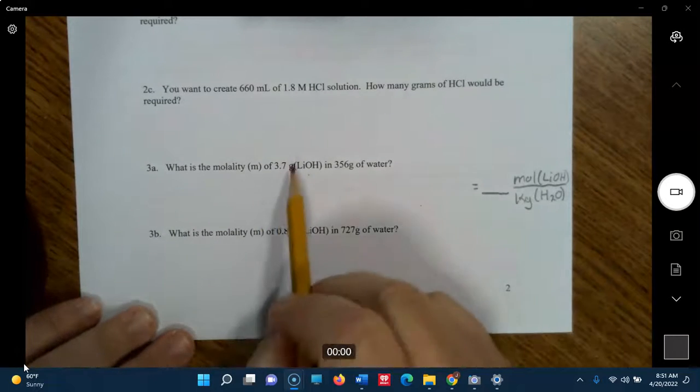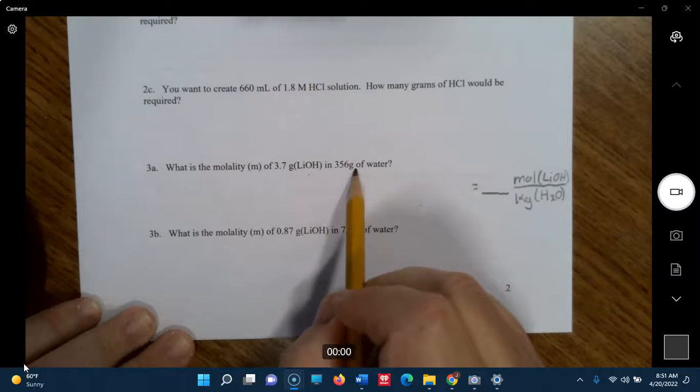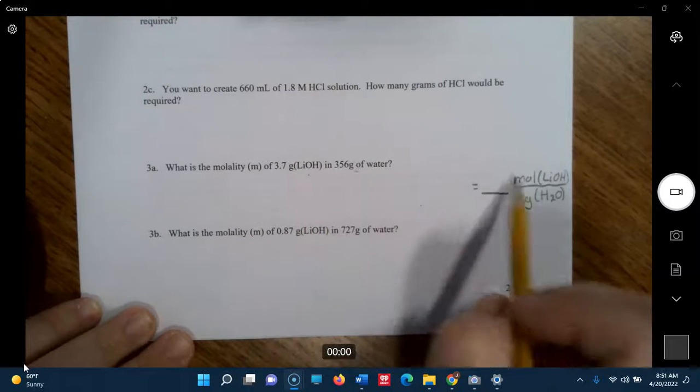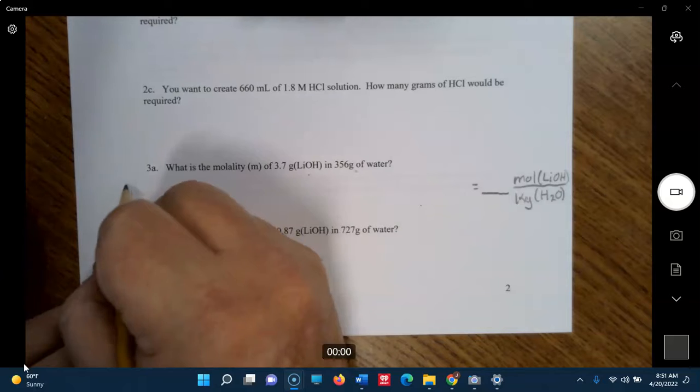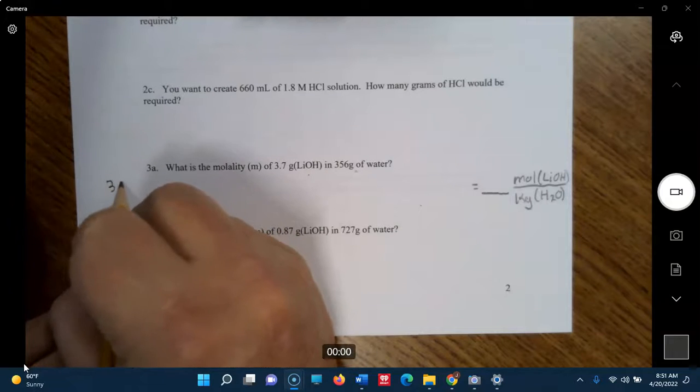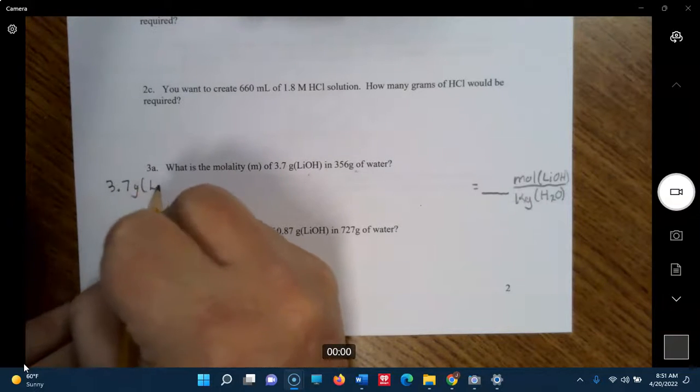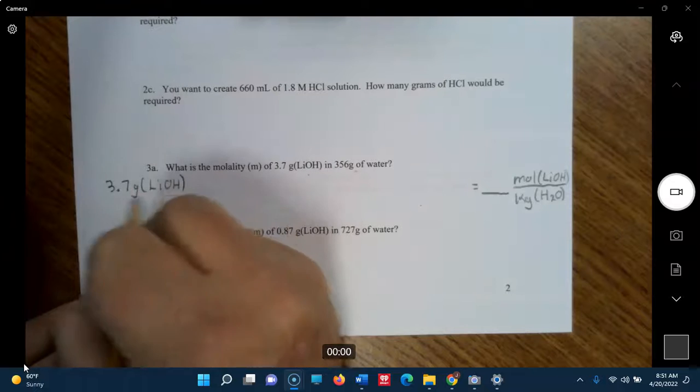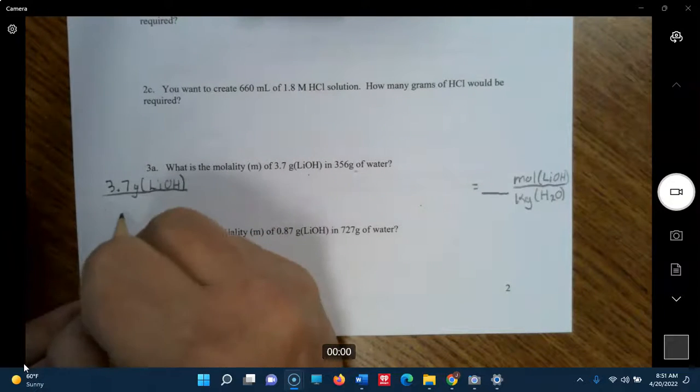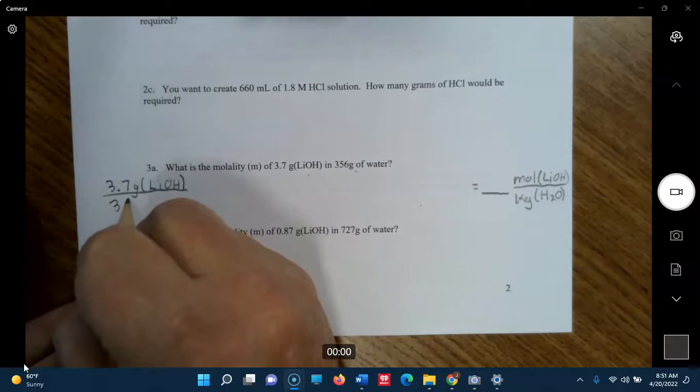Okay, so over here you have 3.7 grams. And it's in that much water, okay? And that's the water down there. So we're going to put the 3.7 on the top, and the water on the bottom.